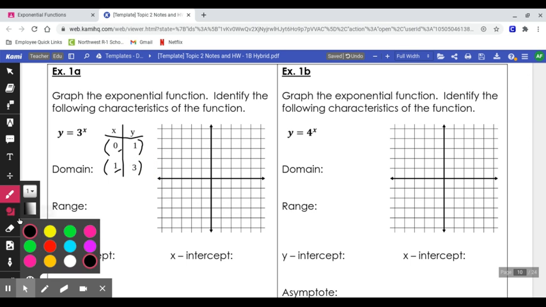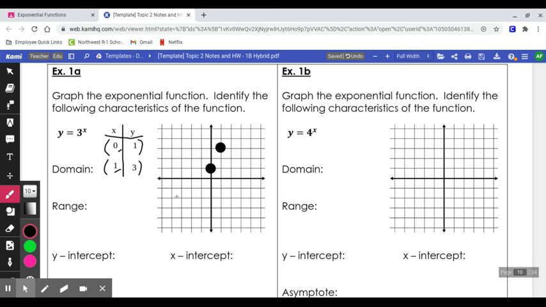So to do that, if you go to the drawing tab here and then stroke thickness, go all the way down to 10, and that will give us a thick dot. 0, comma 1, that's in the 0, going up 1, and we have a dot there. Okay, 1, comma 3, that's over 1, up 3, there's our second dot.